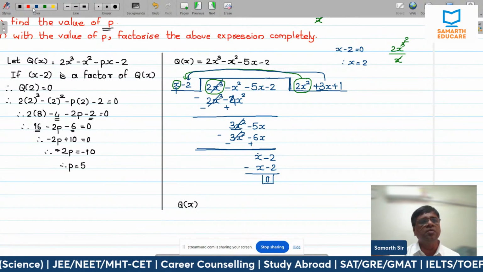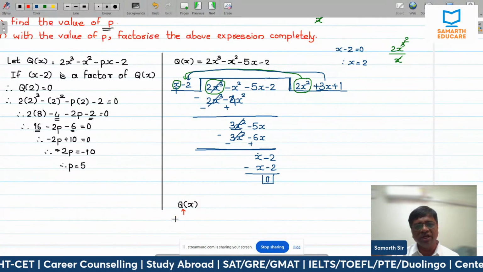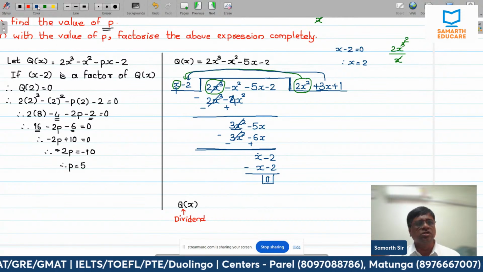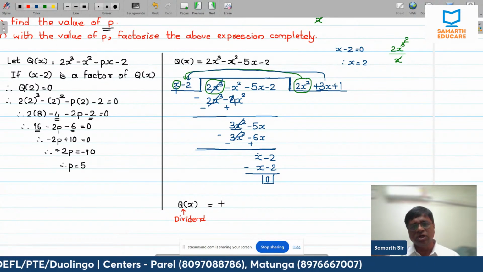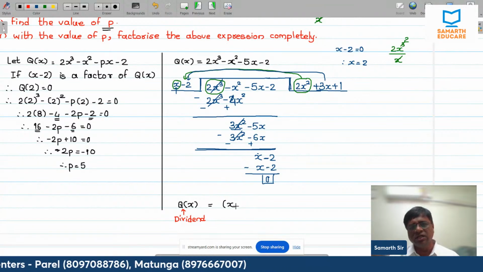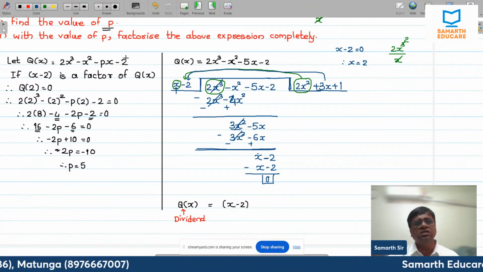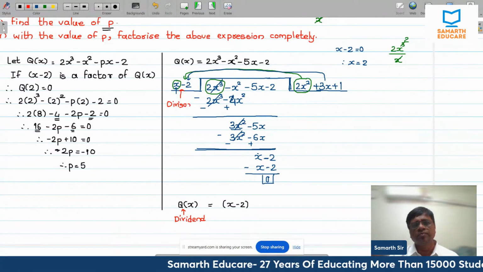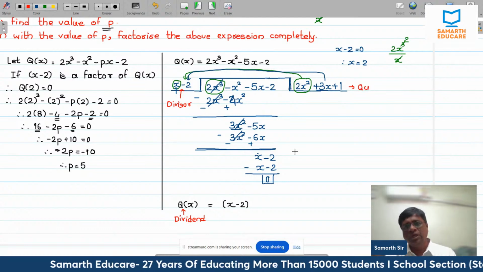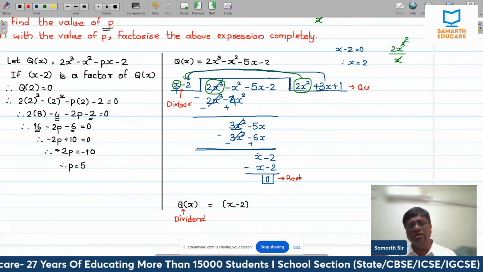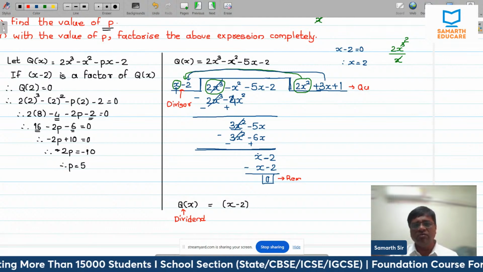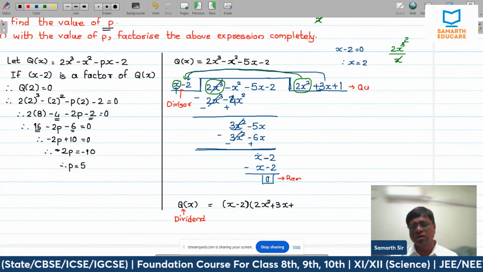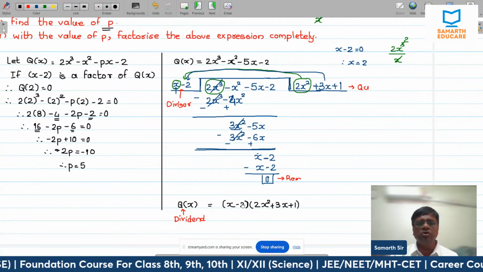Remember that this is my dividend. If you remember the first page of the Remainder Theorem, dividend is equal to divisor into quotient plus remainder. This is the divisor, this is my quotient, and this is my remainder. So I will write divisor into quotient; there is no need to write plus remainder because it is 0.